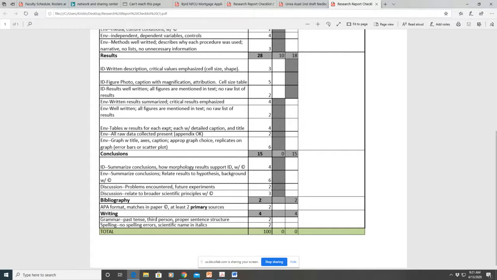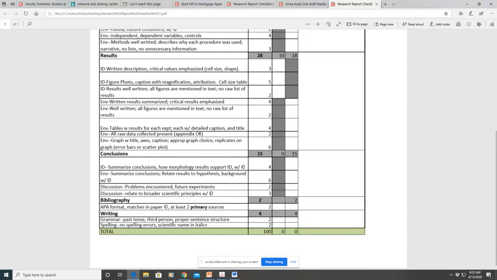Okay, for this next section here, we didn't really have problems encountered because we didn't do the experiment, so that's probably not something you have to worry about, but you can say future experiments. So based on what you found, what would be your next question that you would want to ask? All right, make sure when you relate it back to the big picture or to any other scientific principle, that you use citations to support that information.